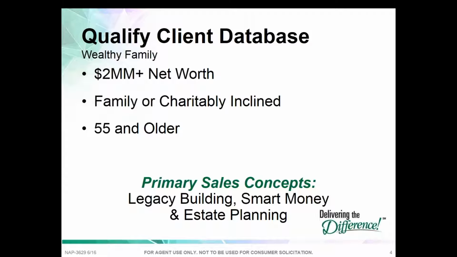So legacy building, smart money is usually kind of like the legacy building where you do an asset transfer, but then they still have access to some of that money. Or just the estate building, having the policy that's going to pay the death benefit upon their death to help pay for the estate taxes. So you can see here, usually they're at 2 million or above, and they're usually going to be in the age bracket of 55 and older. So again, not all of your clients are going to fit this category, but there's probably some in your client database that you can put into the wealthy family category.